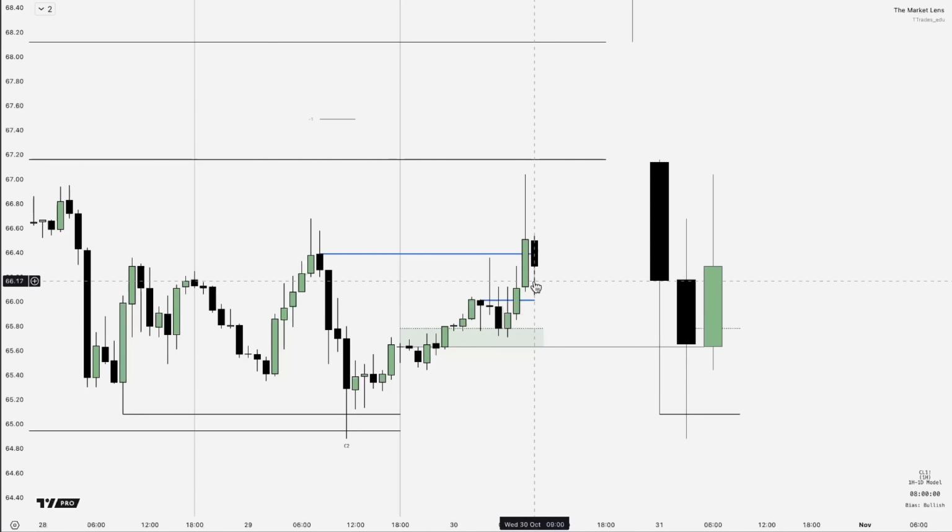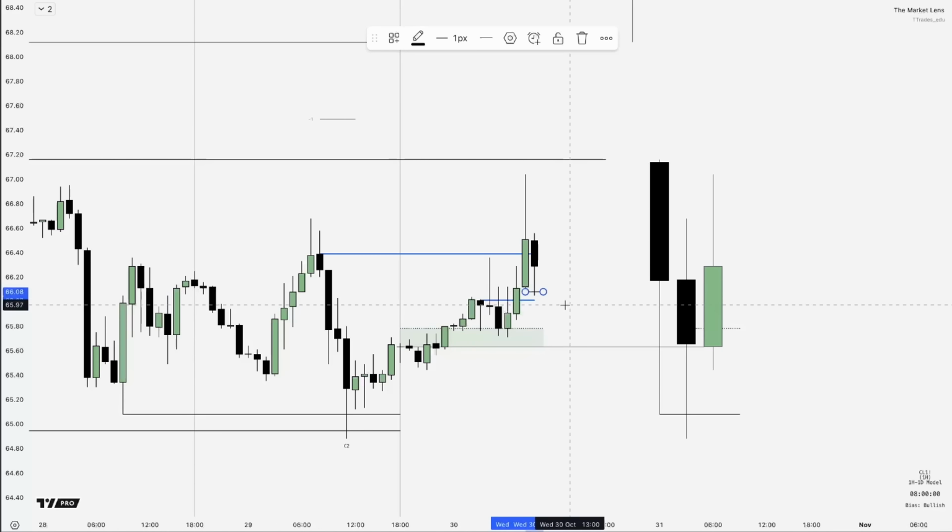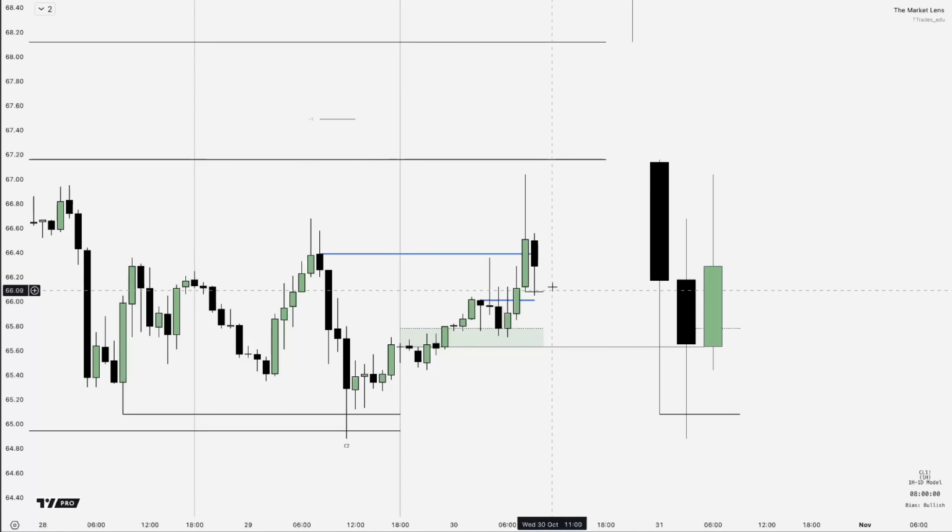So with that, there is no fair value gap or any point of interest in here. So I'll just take a look at a sweep of this previous low right here, and then I can use that to drop down to my 5-minute time frame. So let's drop down to the 5-minute time frame to see what the entry looks like.